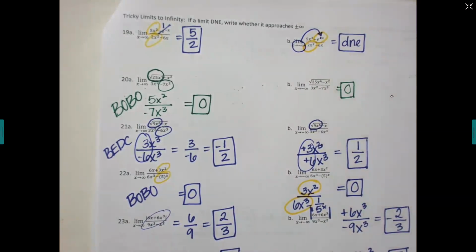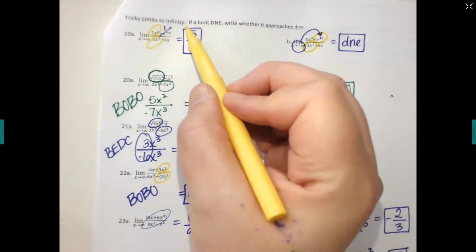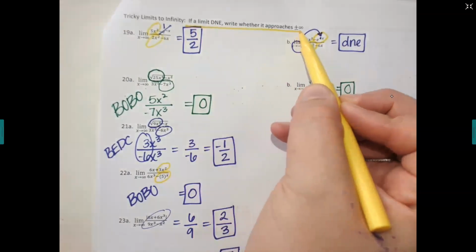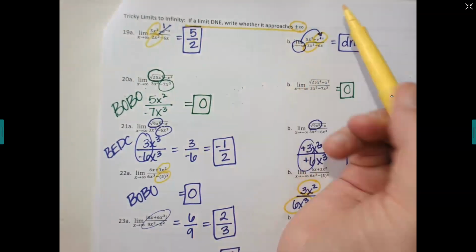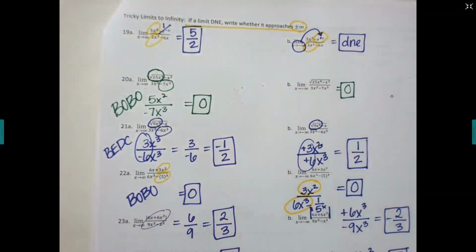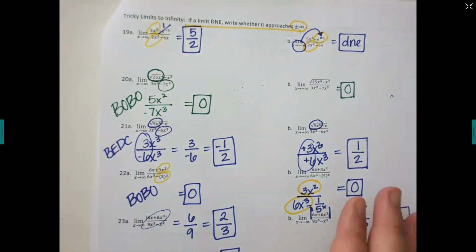Okay, now one other thing. If you read the instructions here, just on this page, it says that if your limit doesn't exist, to put whether it approaches positive or negative infinity. That is not on your test, but we had it in your notes, so I just want to remind you of it because it can be on the AP test.